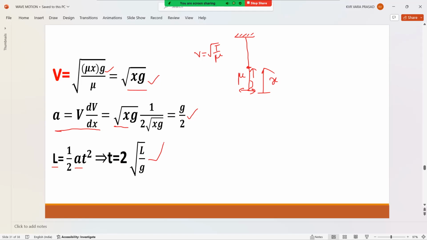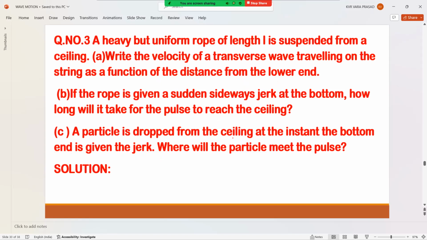Suppose they ask, what is the average velocity? Since acceleration is a constant, average velocity equals initial velocity plus final velocity, divided by 2. Initial velocity is 0. Final velocity is root of Lg, because the expression is root of xg. So initial value plus final value by 2 is the average velocity. Like this, we can expect any question based on this problem. So we have finished the first part, and the second part is also over.